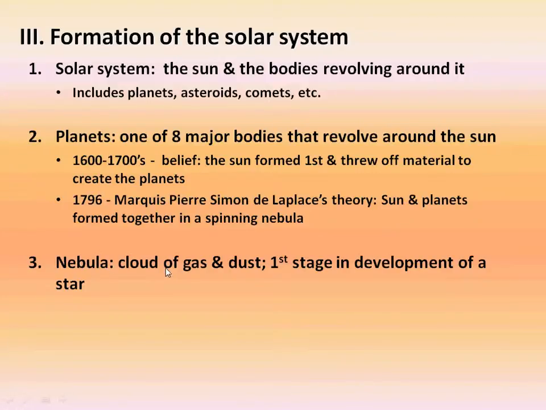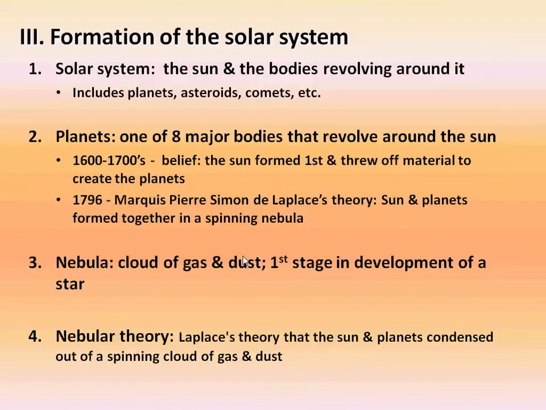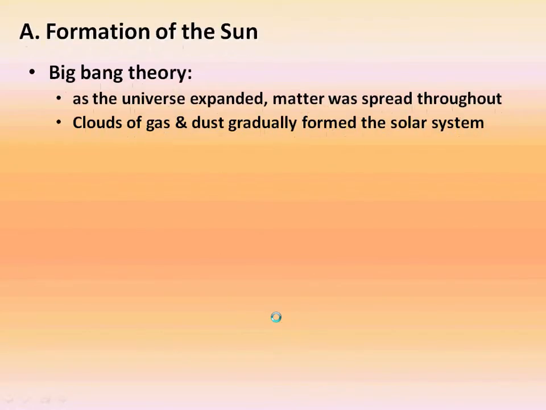Nebula, we've talked about this a million times, a cloud of gas and dust. That's obviously the first stage in the development of the star. We've discussed this, and it's been pretty well covered with the things that we've talked about. Nebular theory. This is Laplace's theory, and basically what it said was all that gas, all that debris, spun around until it condensed. As it condenses, we form the sun, we form planets.